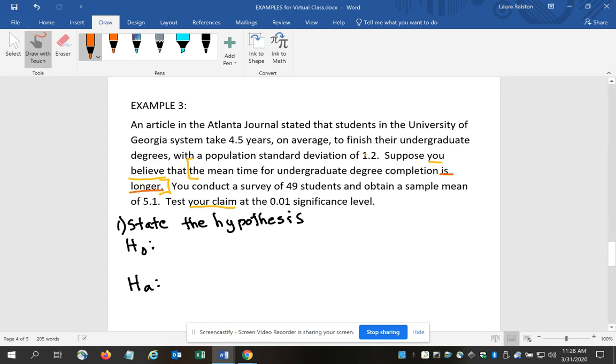Okay, so I see that phrase is longer. And I hope is longer makes you think of greater than in terms of the mathematical symbol. And because it is greater than, this is going to be your alternative. So we're saying that the mean time for undergraduate degree completion is longer than 4.5 years, which is what the article in the newspaper said. And that's our original claim. Again, we have to then figure out the null hypothesis, and we know it has to be the exact opposite, and it has to contain equal. So it's going to be the mean is less than or equal to 4.5 years.